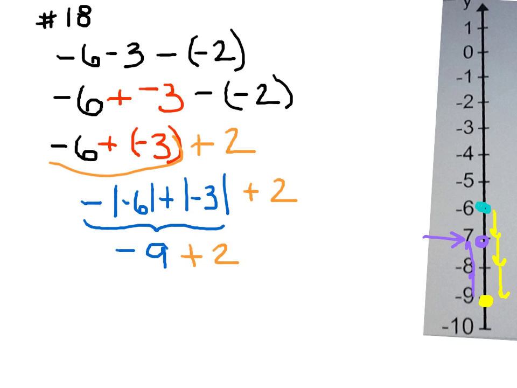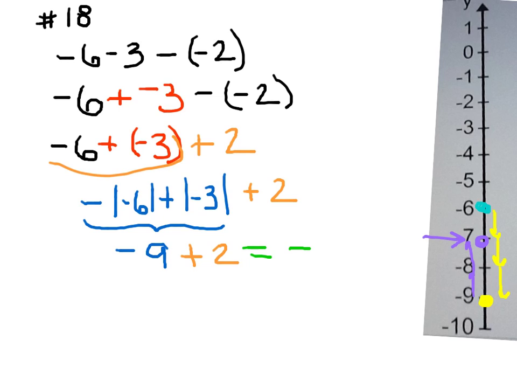Now I have these 2 numbers. One's positive and one's negative. So I take the sign of the one that has the greater absolute value. Well, -9 has a greater absolute value than 2. So I know immediately that my answer is going to be negative. And now their signs here are different, so that tells me I'm going to subtract their absolute value.